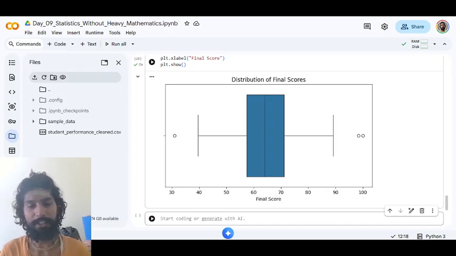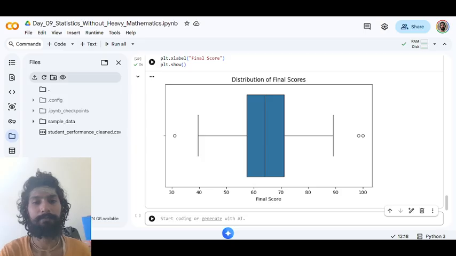Let us understand the chart carefully. This line inside the box represents the median. The left and right sides of the box represent approximately the 25th and 75th percentiles. The width of the box represents the interquartile range. The lines extending from the box are often called whiskers. Points beyond the whiskers may be shown as possible outliers. But again, a box plot does not tell us why a value is unusual. It only helps us identify where to investigate.